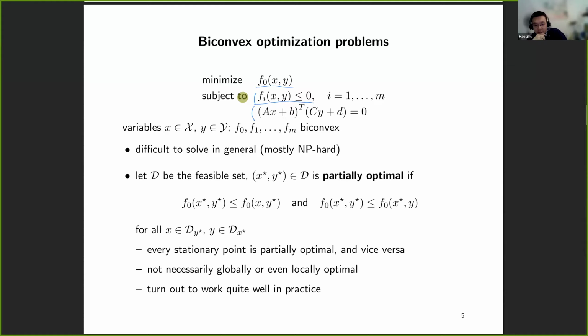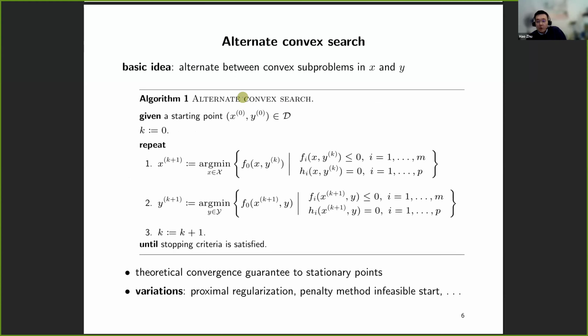There are several basic examples over there. And in the end, although there is no optimality guarantee, in practical applications this approximate solution turns out to work quite well. So most people, including us, focus on finding a stationary point, according to this alternate convex search procedure.